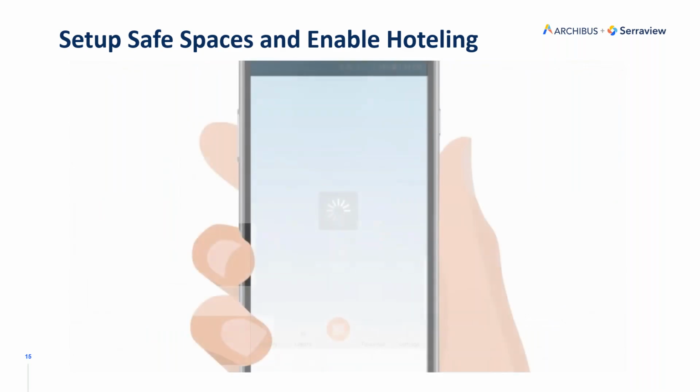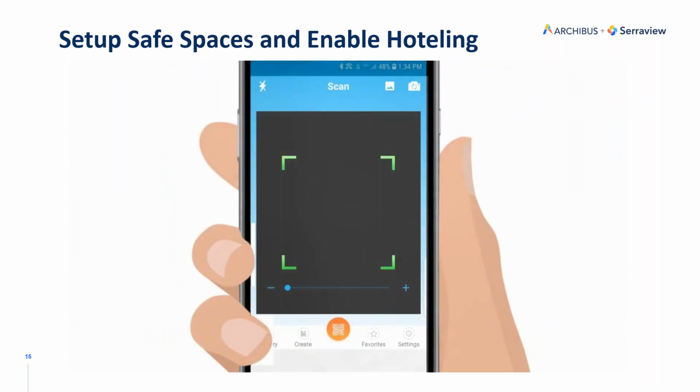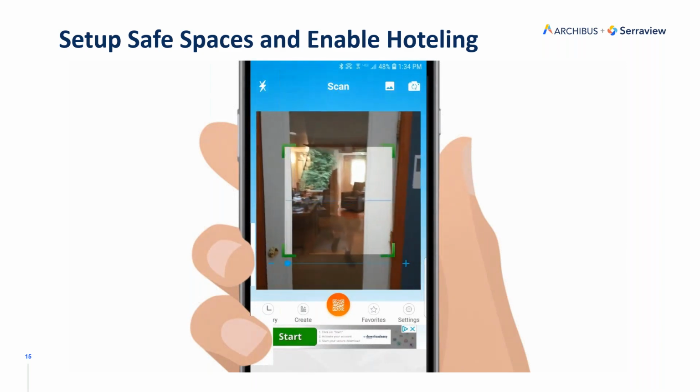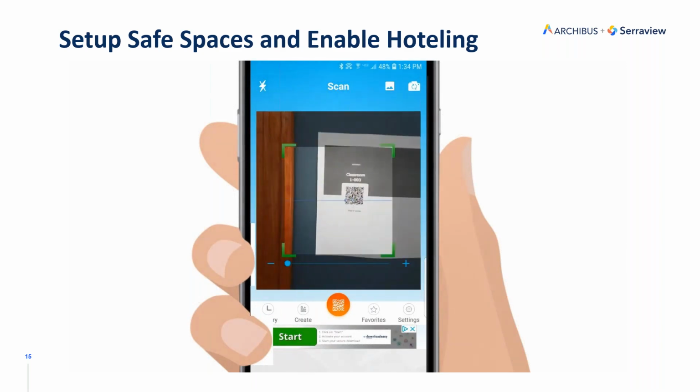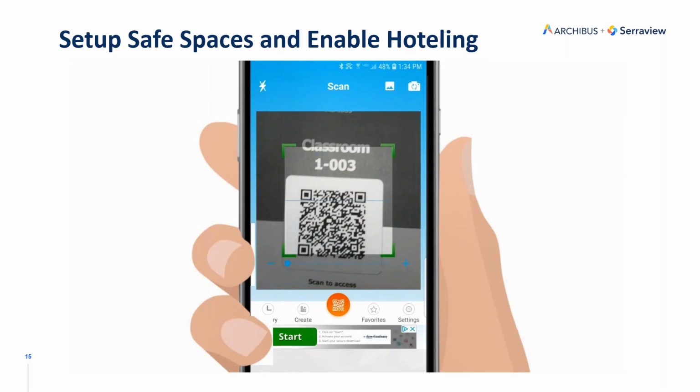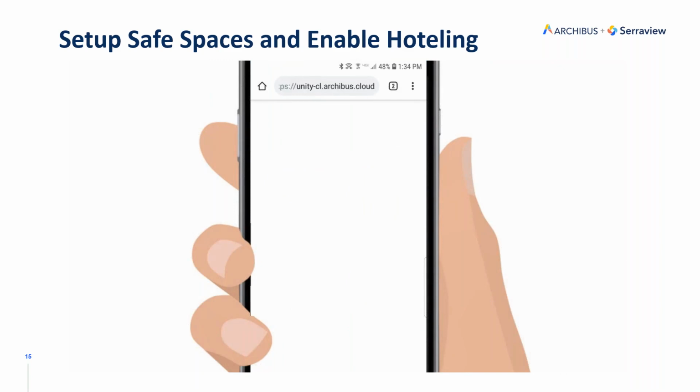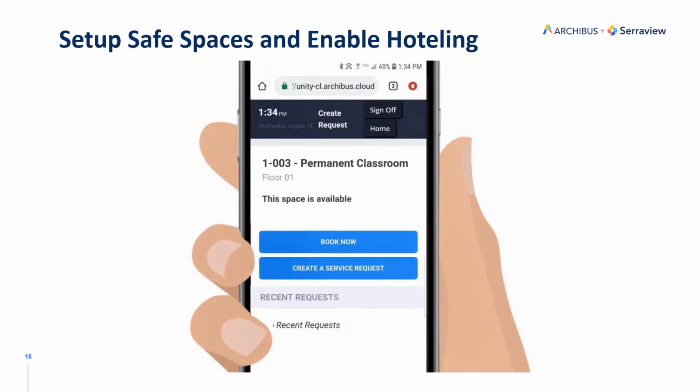Now the process is quite simple. An individual can come with their phone with a QR reader, as I'm doing here, find that individual classroom, and then go directly to the workplace. All the information about the classroom will automatically be presented to them, and they can book it immediately from their phone as they move forward.